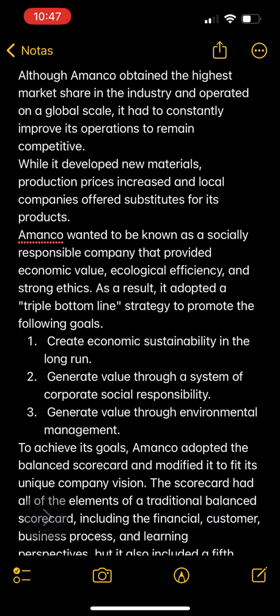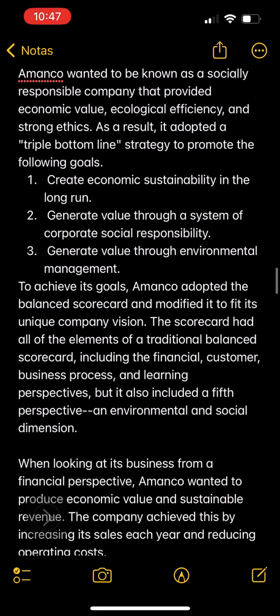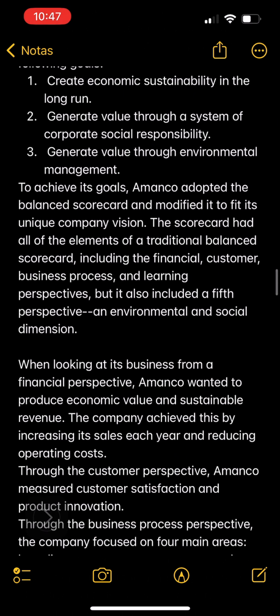As a result, it adopted a triple bottom-line strategy to promote the following goals: create economic sustainability in the long run, generate value through a system of corporate social responsibility, generate value through environmental management. To achieve its goals, Amanco adopted the balanced scorecard and modified it to fit its unique company vision.